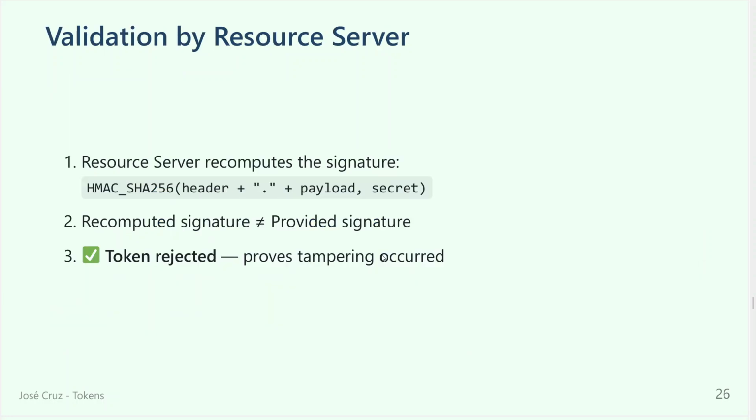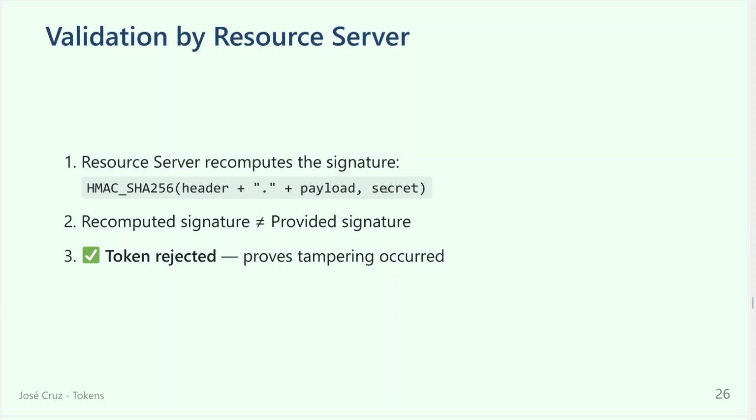Okay. This is usually the way it works. Imagine that it's a resource server that wants to validate the token, so it receives the header, concatenates it with the dot, then the payload, and the secret, which is something that only the resource server and the authorization server know. Then you recompute the signature, and if it's different from the provided signature, the token is rejected.